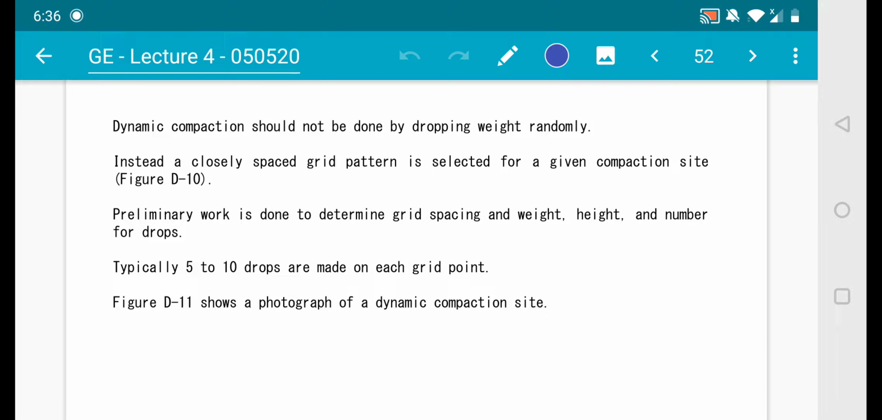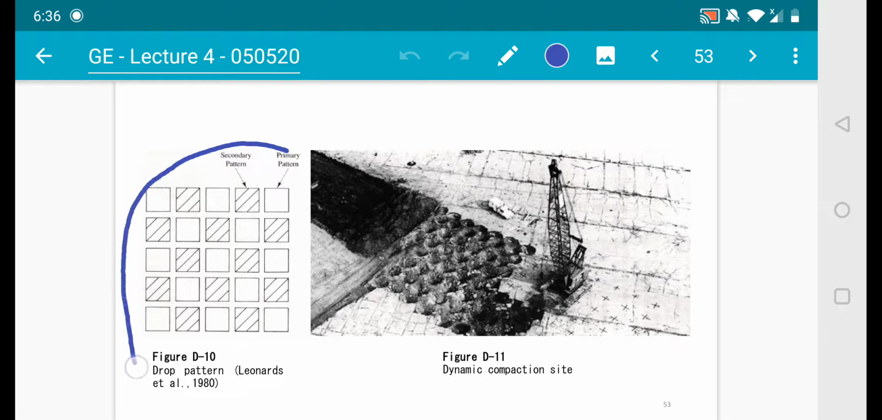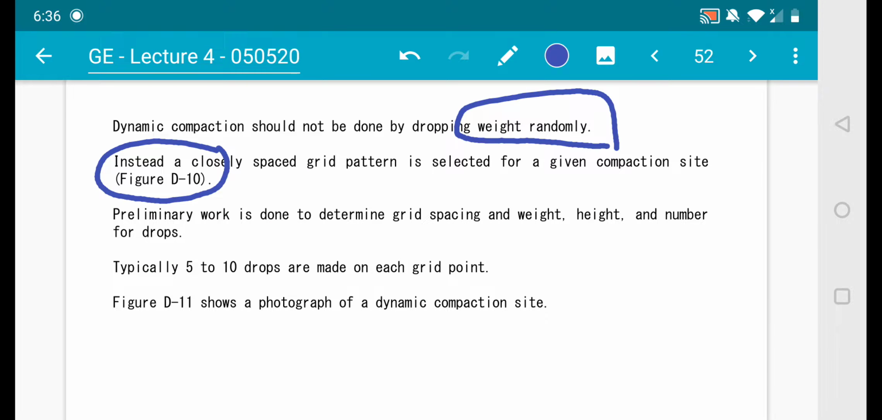Dynamic compaction should not be done by dropping weight randomly. So you gotta think before you drop something. Instead, a closely spaced grid pattern is selected for a given compaction site. Let's look at figure D10. So you have to prepare such a pattern before making a decision in dynamic compaction. Preliminary work is done to determine grid spacing and weight, height, and number of drops.